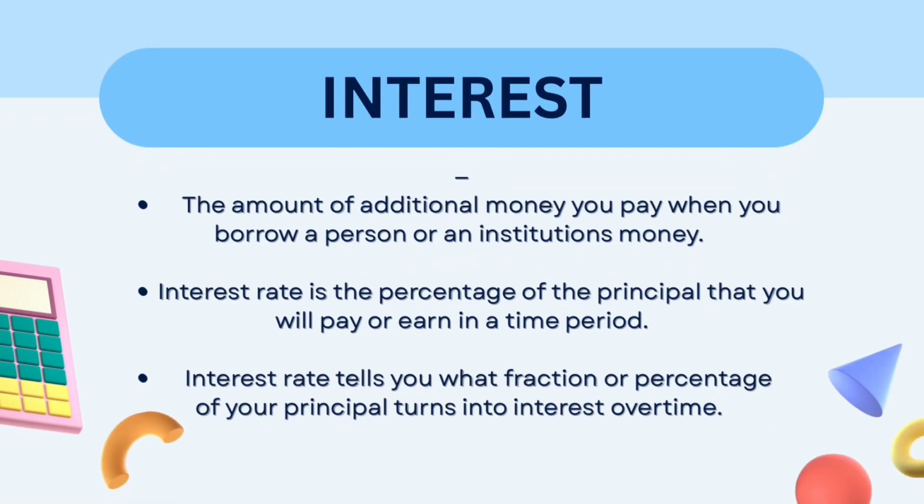Interest is the amount of additional money you pay when you borrow a person or an institution's money. Interest can also be the amount of money you receive when a person or an institution like a bank borrows money from you. Principal or capital is the original amount of money you are planning to invest, borrow, or deposit. In addition, interest rate is the percentage of the principal that you will pay or earn in a period of time. Interest rate tells you what fraction or percentage of your principal turns into interest over time. Furthermore, time is the length of time the money is borrowed or invested.